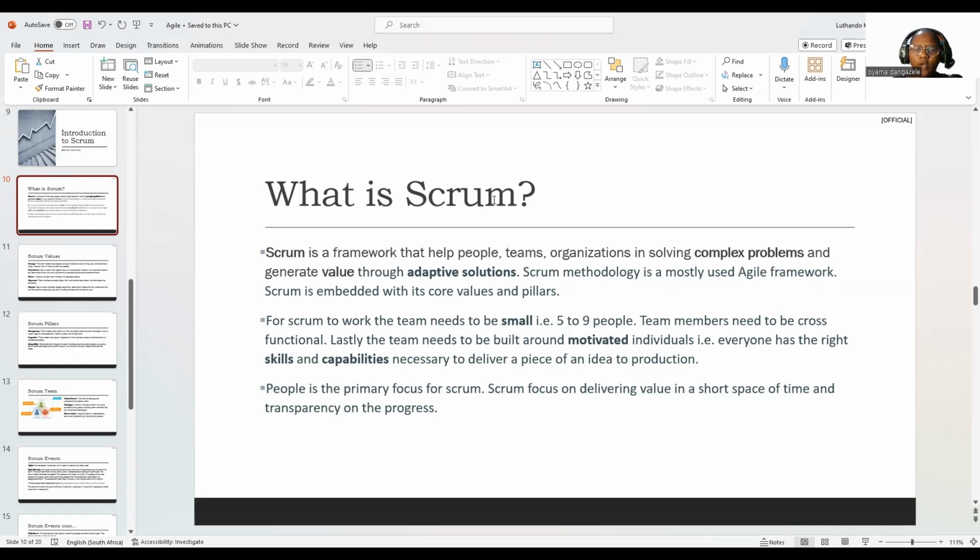And in Scrum, what we value the most is people, and we value delivering value in a short space of time. So if there's a huge project that we need to do, we don't go and do all of it at the same time. But we say, what is most valuable for our clients? What is it that our clients need right now? And then we start the development of that product from that perspective.